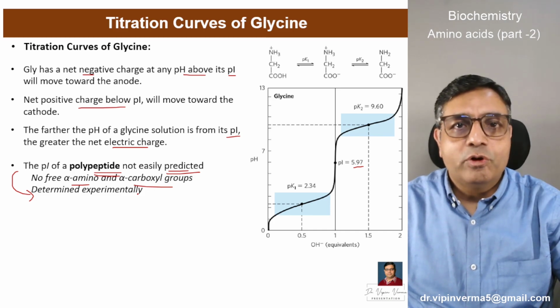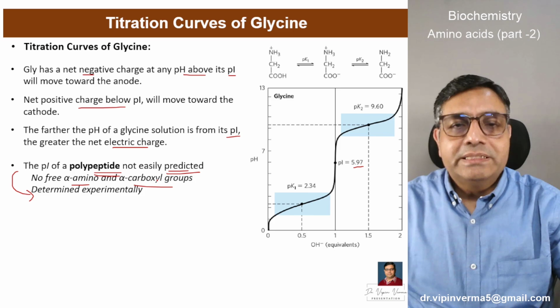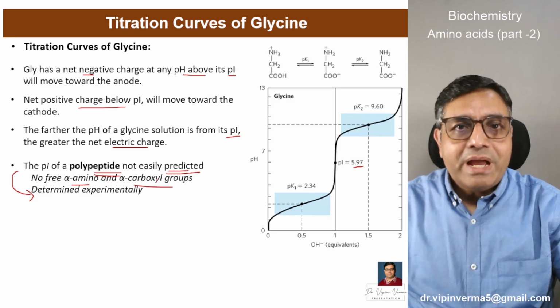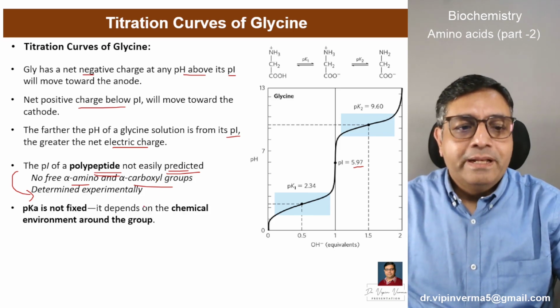Simply by titration we cannot determine the pI, just like we can for amino acids. Now, remember, pKa is not fixed. It depends on the chemical environment around the group.